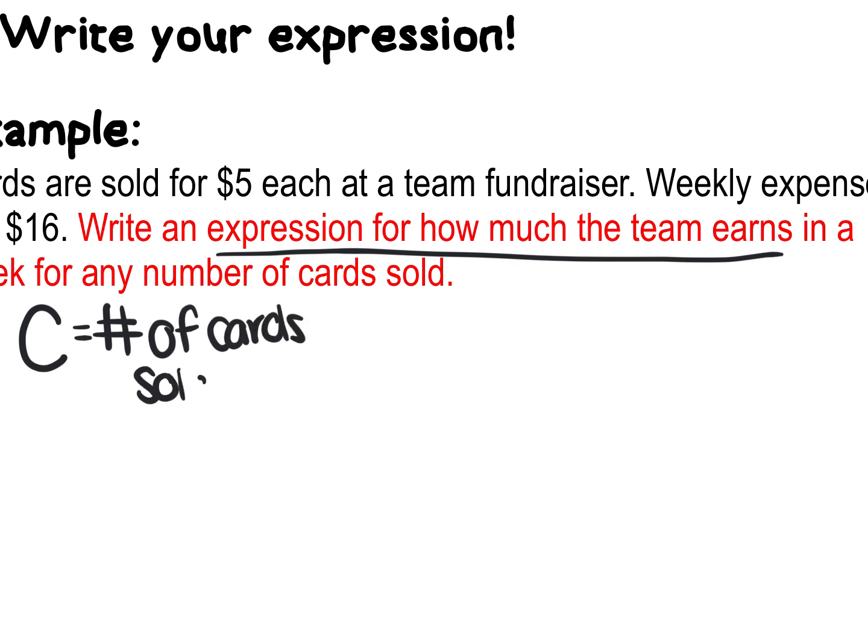Because we don't know the cost, we don't know the color of the cards, we don't know the size of the cards, we don't know what kind of card, but specifically to this problem, we're looking at how many cards are sold, okay? So I've identified my variable. Now I need to write an expression to show this. If the team is making $5 for every card, let's ignore the second part for right now. How do I show that they're making $5 for every card?